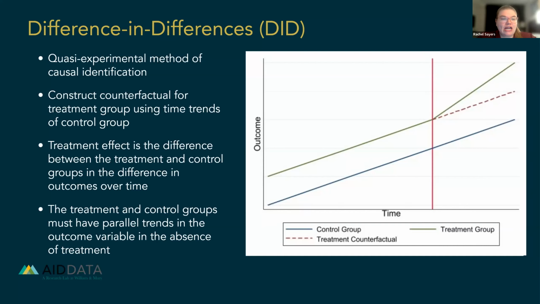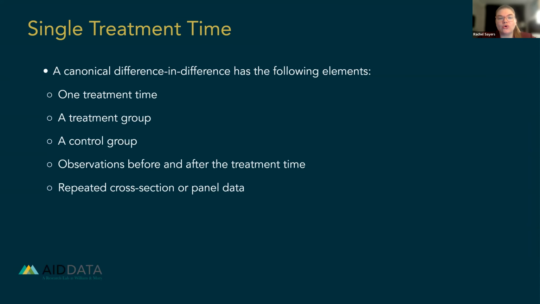So moving on, to execute a canonical difference-in-differences, you need an intervention that was implemented only at one time. You also need a clearly defined treatment and control group. In terms of data, you need observations that occur both before and after the treatment time. And your data can be either a repeated cross-section or panel data, as long as it has these elements.